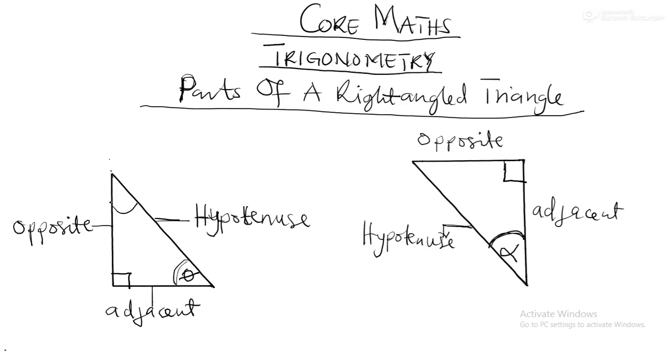In the definition of trigonometry, we said that it's a branch of mathematics that studies the relationships between the length of sides and angles of triangles. In our case, we'll focus on the right-angled triangle. In this lesson, we'll look at the relationships between the length of sides and angles of a right-angled triangle. So let's begin our lesson.